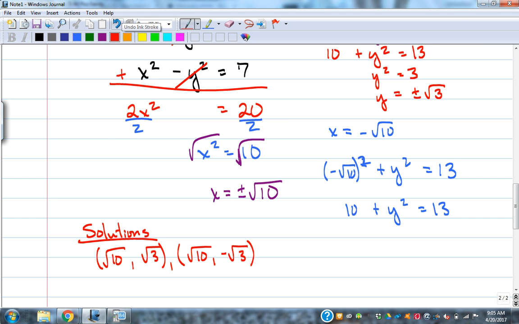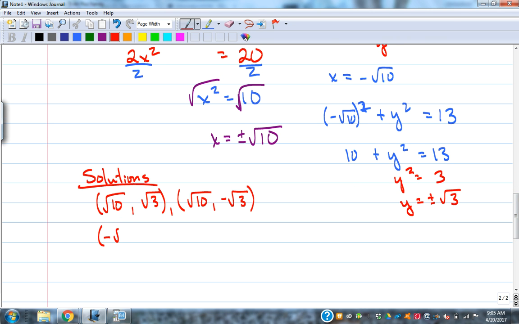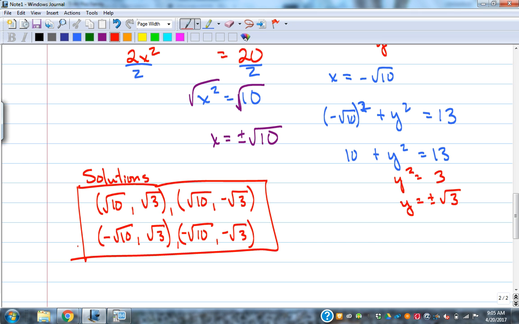So it won't always end up being the same answers. It just happens to on this one. Yes, you're still going to write them because it's a different x value this time. The x value is negative square root of 10 this time. So we're getting y squared is equal to 3, and then y is equal to plus or minus the square root of 3 again. So the ordered pairs that go with the negative square root of 10 are positive square root of 3 and negative square root of 3. There are 4 places that this stuff is going to cross.